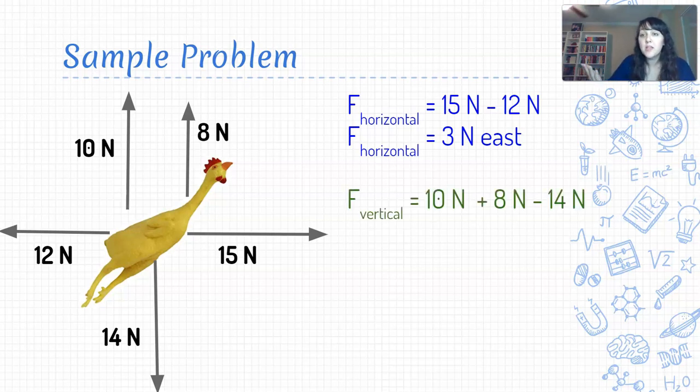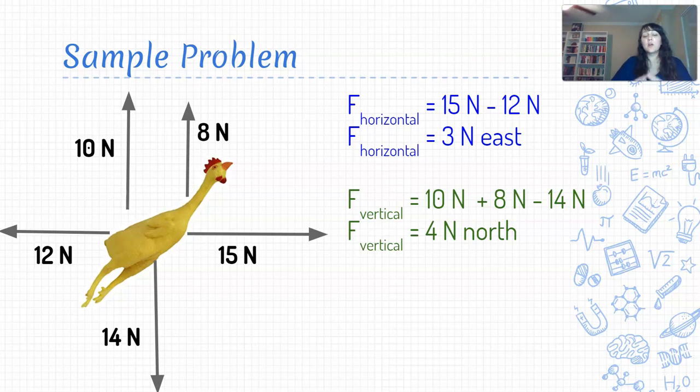And then I'm going to repeat that process with our north-south forces as well. So I've got 2 forces that are going to the north, both 10 newtons and 8 newtons. So those are working together. I'm going to add them up and then subtract my 14 newtons that are going to the south because that's in the opposite direction. So if I do that, I get an overall vertical north-south force of 4 newtons to the north that didn't get canceled out in this interaction.